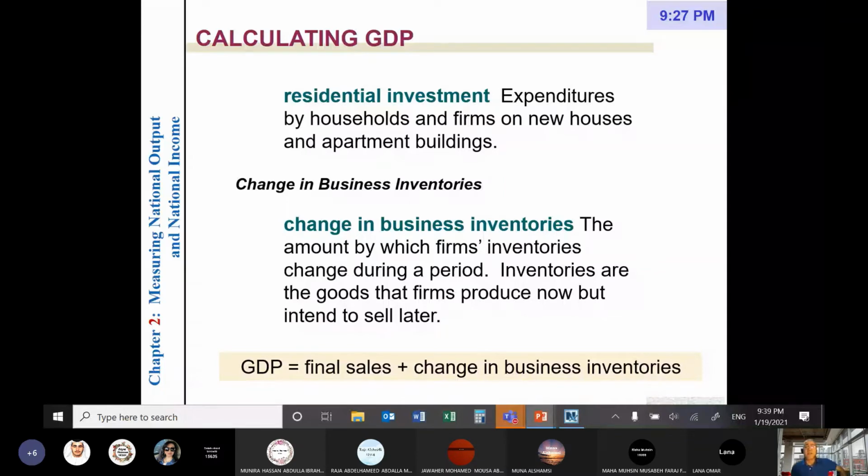This is a summary of a question at the end of the chapter: why do we add a change in business inventory when we calculate gross domestic product according to the expenditure approach? Because final sales cannot give us an accurate picture of gross domestic product without taking into consideration a change in business inventories, whether it is positive or negative.